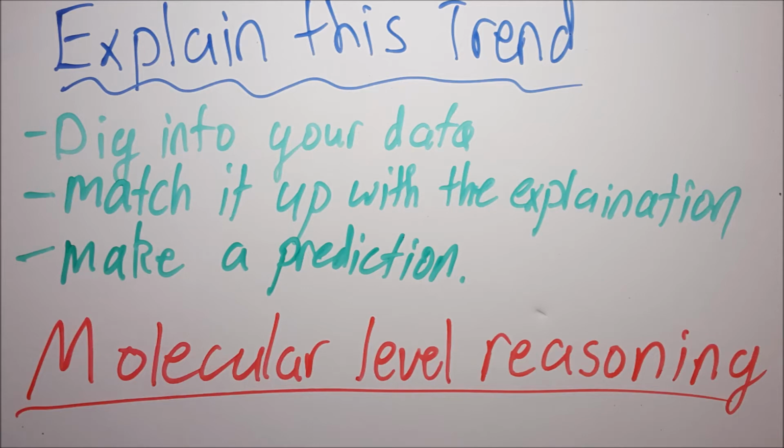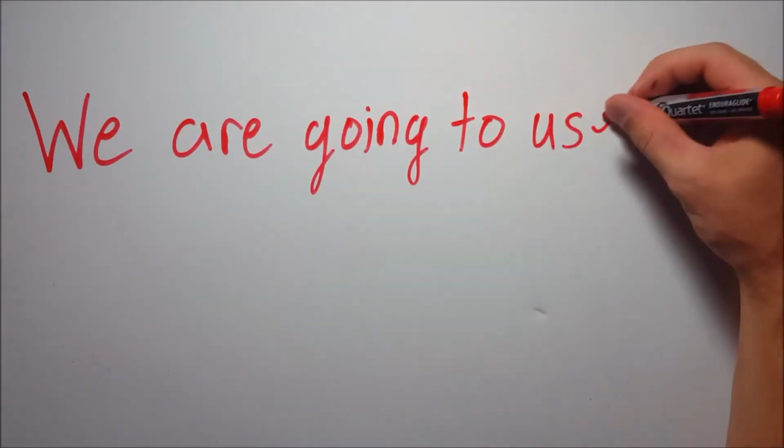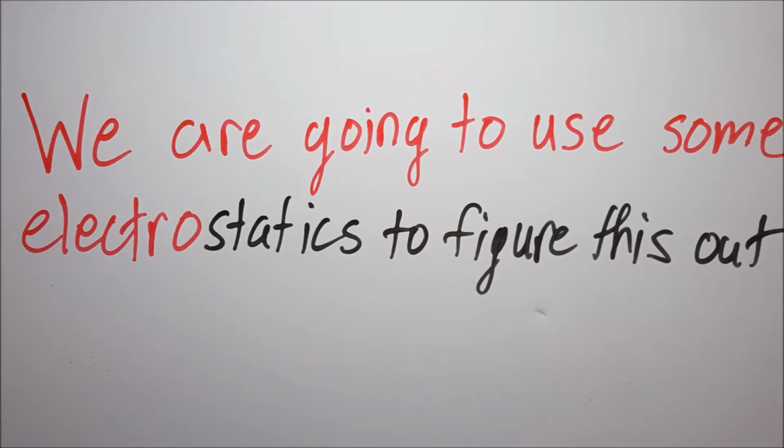The trend is not that hard to figure out, but you need to know the right thought process to figure it out. So I will give you a much harder example and show you how to derive the answer. Let's tackle the trend of electronegativity decreasing as you go down a column. This is an interesting trend because you can actually use some very simple electrostatics to figure it out.